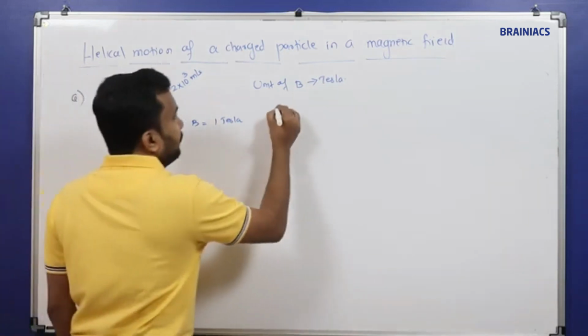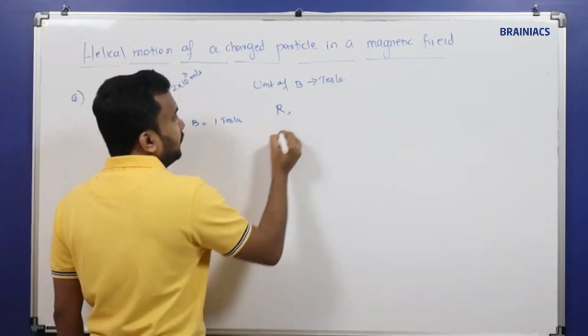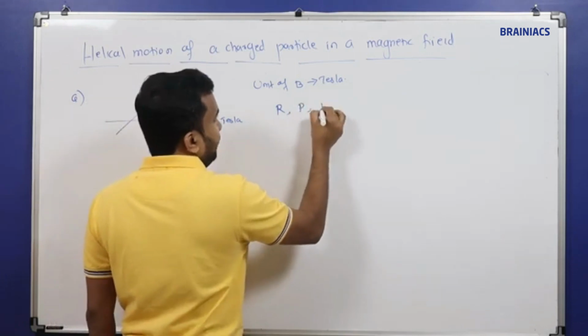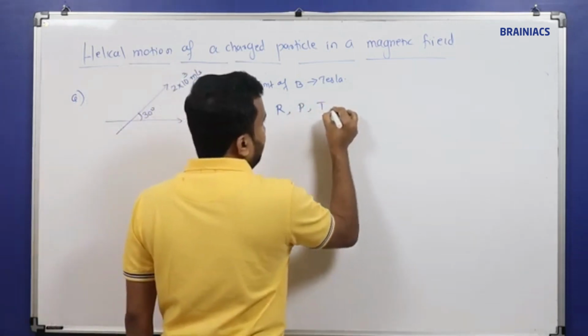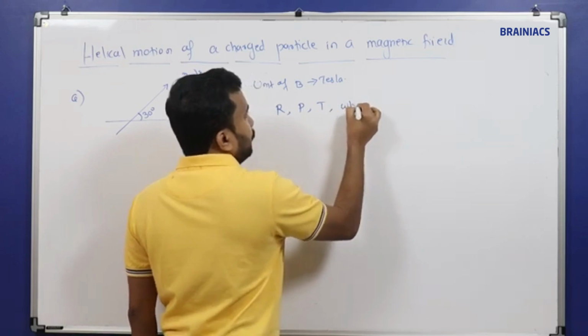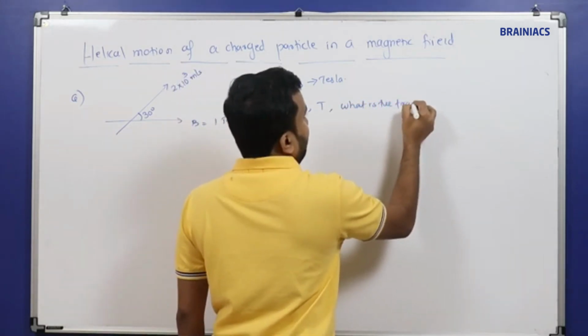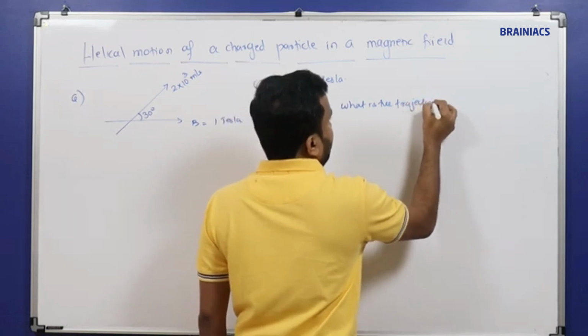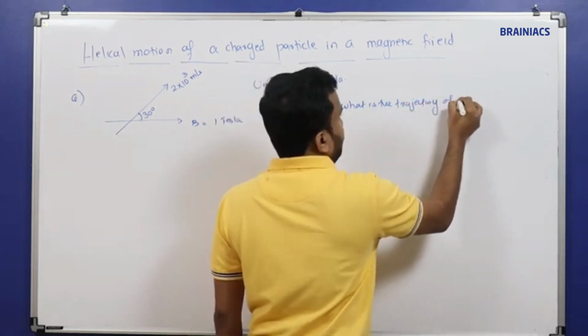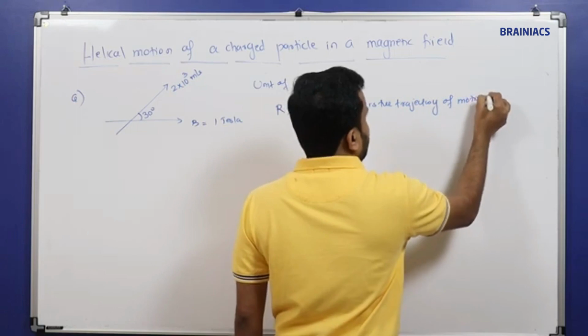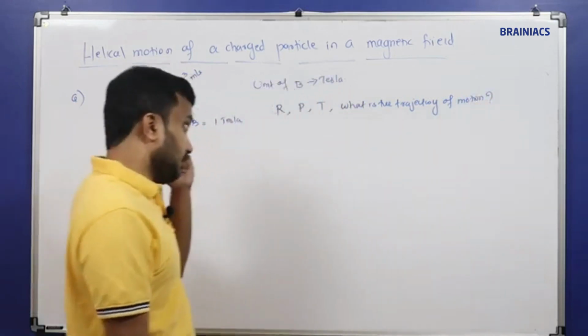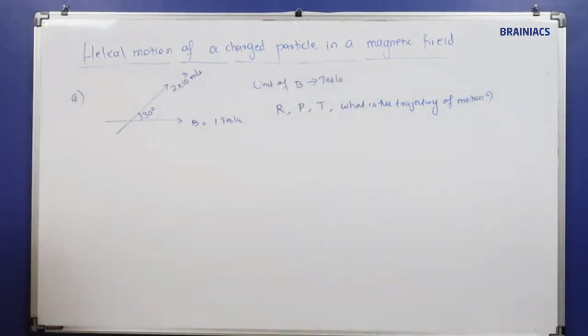And what do we need to find out? We need to find out R. We need to find out pitch. We need to find out time period. And the last one, what is the trajectory of motion? Trajectory means the path of the motion. So what is the path of this one? This we are going to see.